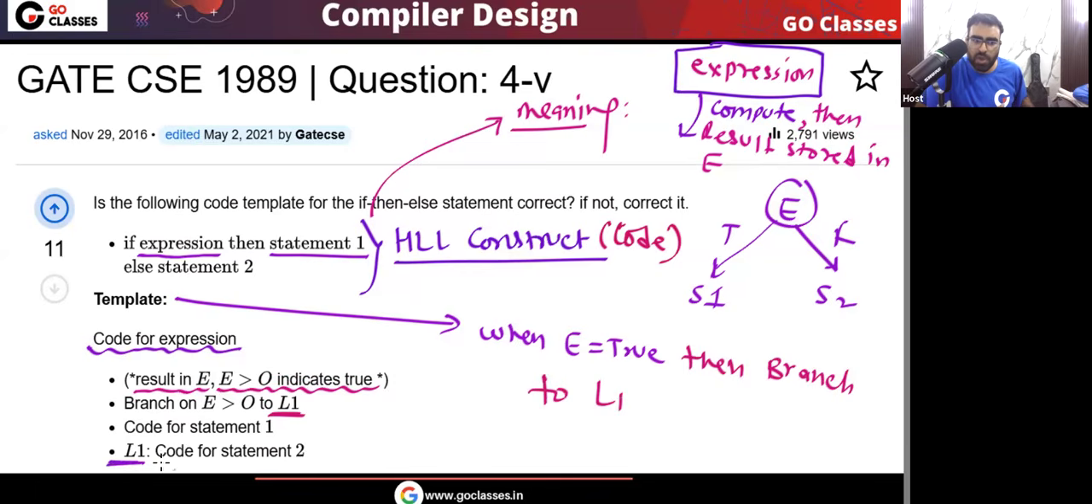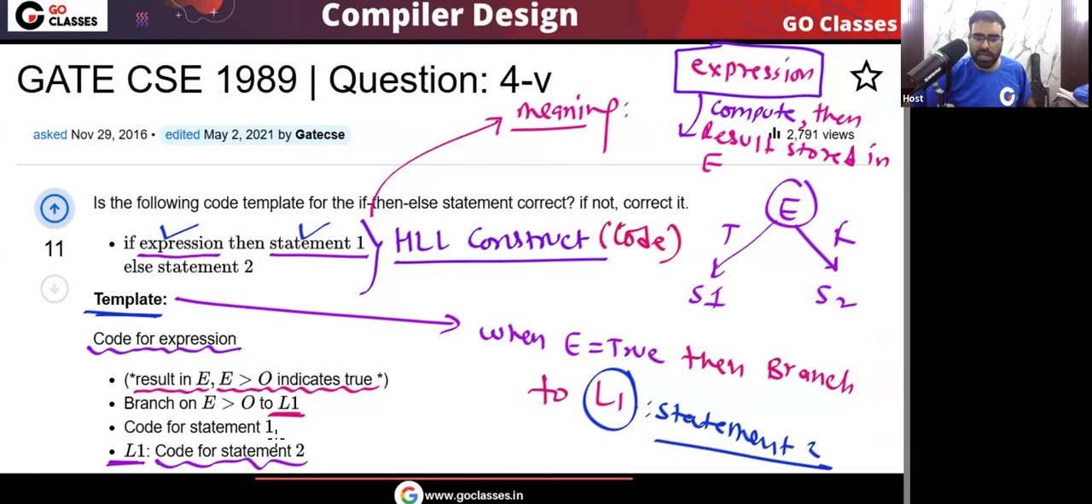And what do we have on L1? On L1 we have statement 2. But actually we should execute statement 1. When E is true, then we should execute statement 1. But actually this template is saying that when E is true, then branch to L1, and this L1 has the code for statement 2. So definitely this template is wrong. Yes or no? So I can say this template is wrong. Very simple point.